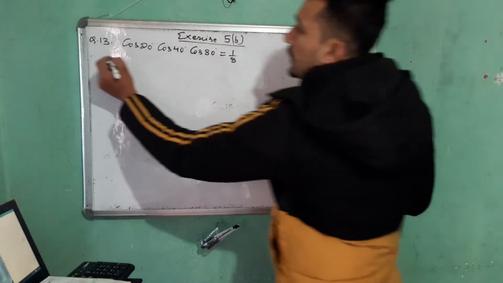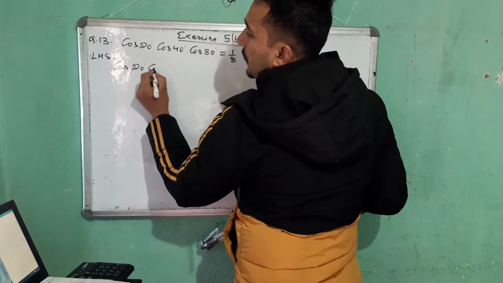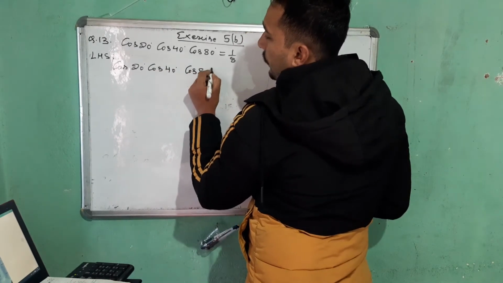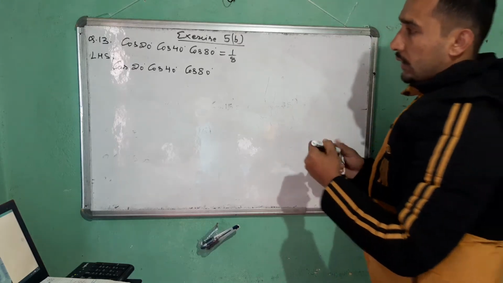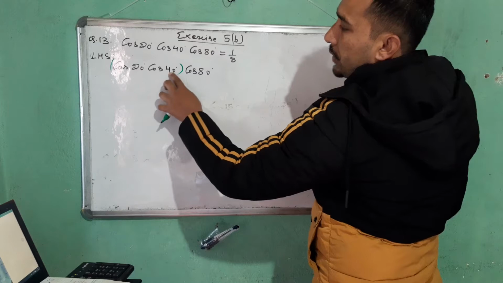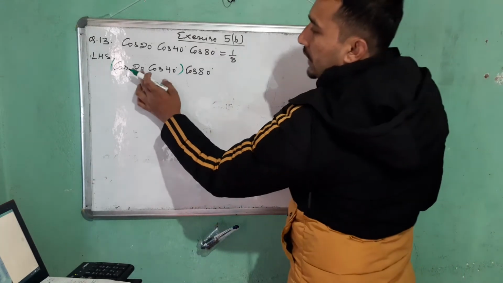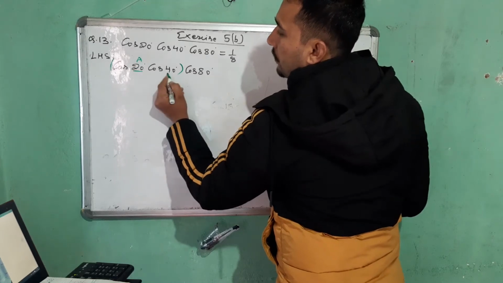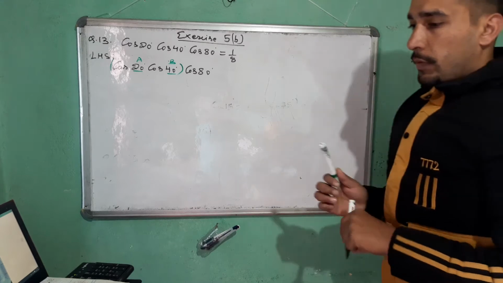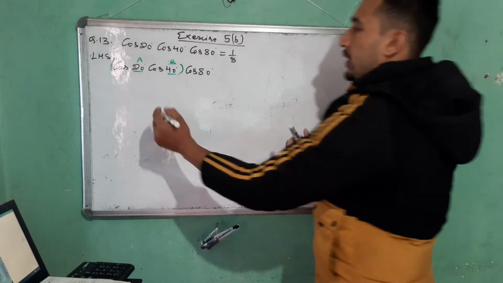Okay, so from the left hand side let's proceed. LHS: cos 20 degree, cos 40 degree, cos 80 degree. Let's take these two first. 20 plus 40 is 60, and 60 is a standard angle. Okay, so cos A cos B. The formula for cos A cos B is cos A plus B plus cos A minus B, whole divided by 2.